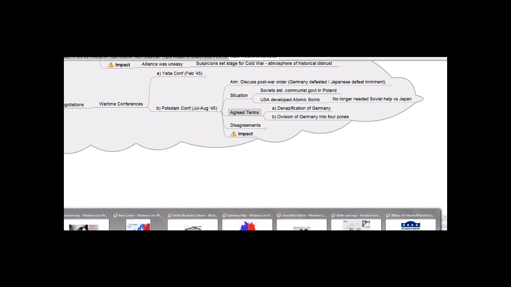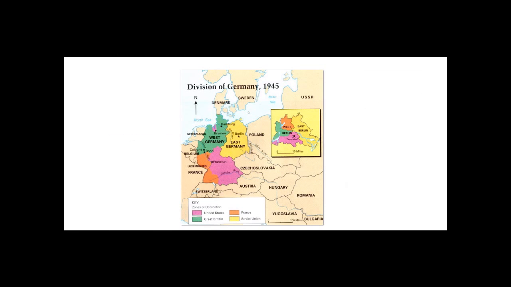Essentially, the denazification of Germany, to remove all Nazi elements from Germany, was one point that was agreed on. And also, Germany would be divided into 4 main zones. Okay, so what do we mean by that? When we look at Germany, what Potsdam basically resulted in was the division of Germany. Okay, and this is what was agreed.